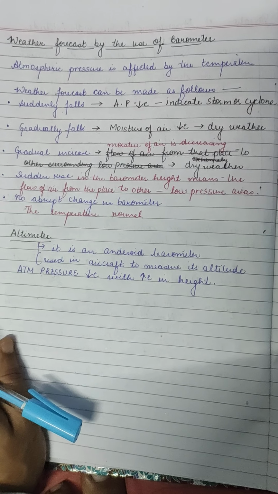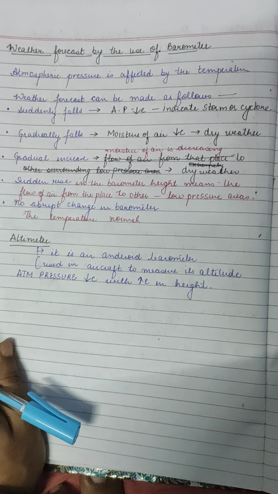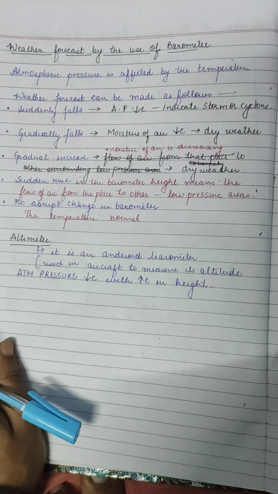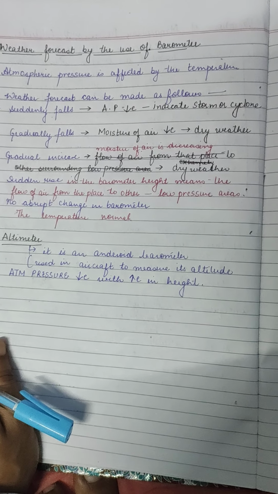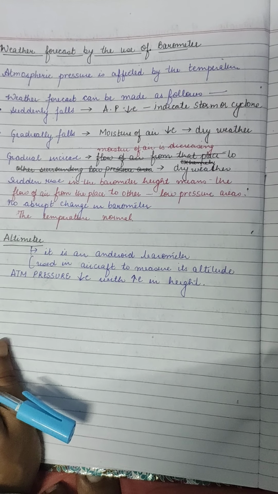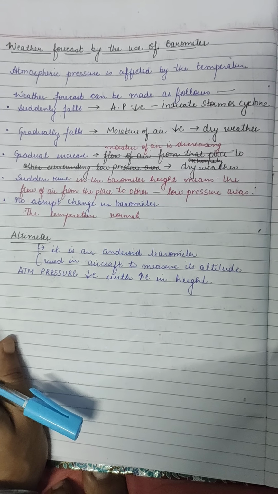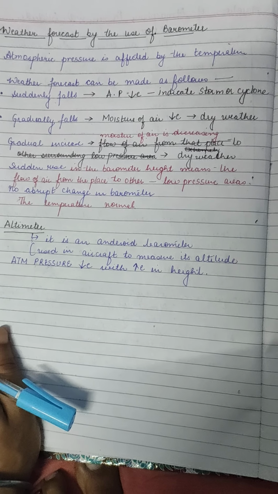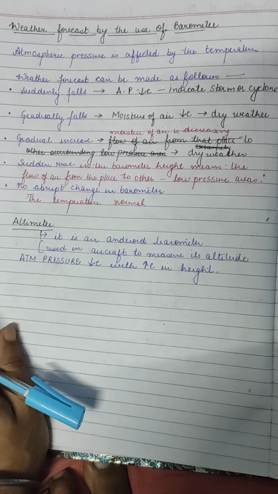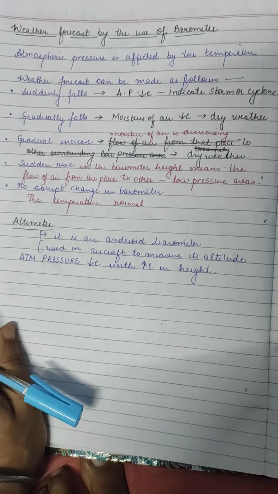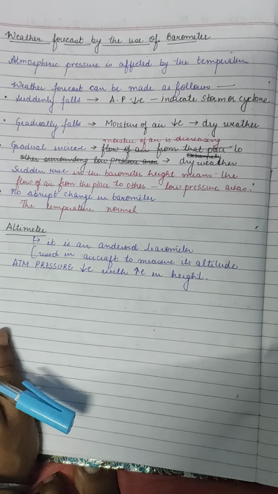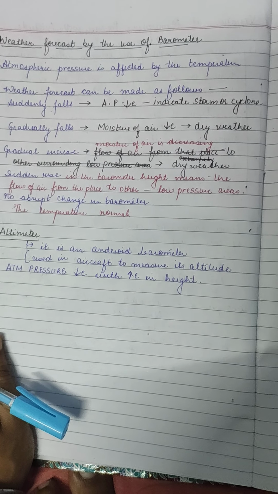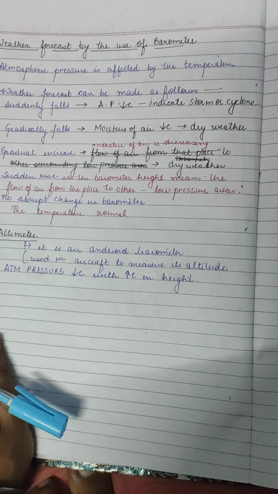Now, when the barometer height gradually falls, it indicates that the moisture is increasing, so the possibility of rain is there. And when there is a sudden fall, that means the pressure at that place suddenly decreases, immediately it is decreasing, which can cause cyclones. So these are the predictions that can be made about weather forecasting by considering how the temperature is changing at that place.